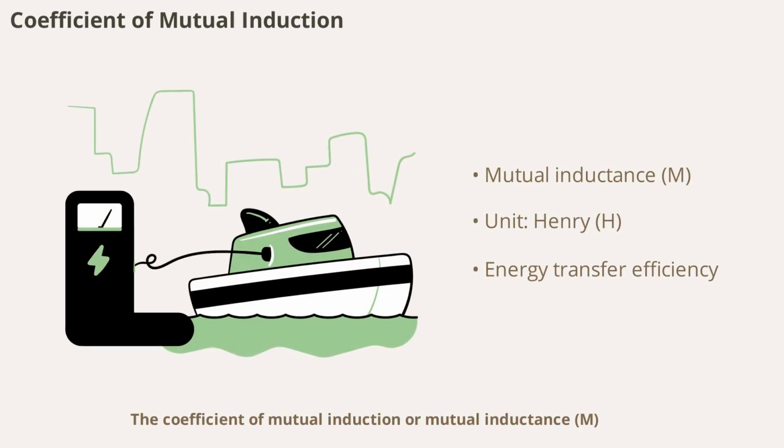Coefficient of mutual induction, or mutual inductance M, quantifies how effectively a change in current in one coil induces an EMF in another coil. It's defined as the EMF induced in the secondary coil per unit rate of change of current in the primary coil. The unit is also the Henry, H. High mutual inductance is desirable in devices like transformers, where efficient energy transfer between coils is essential.